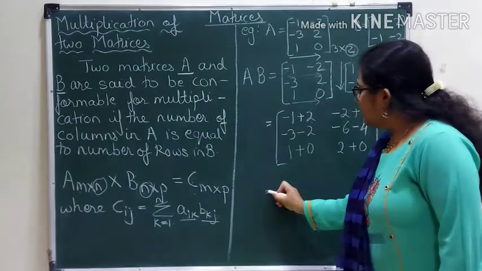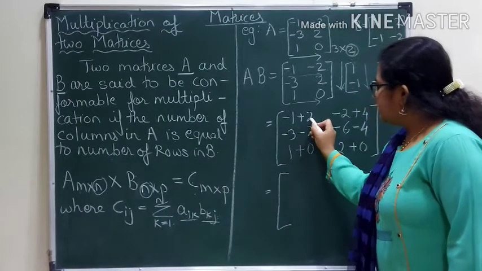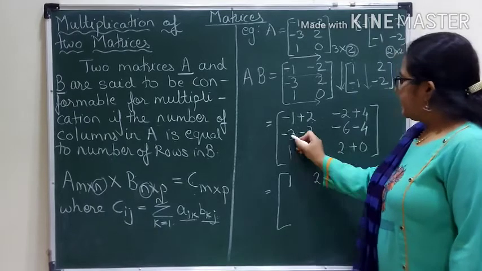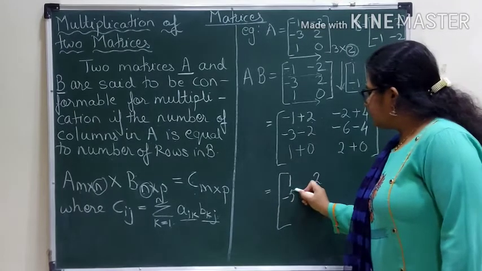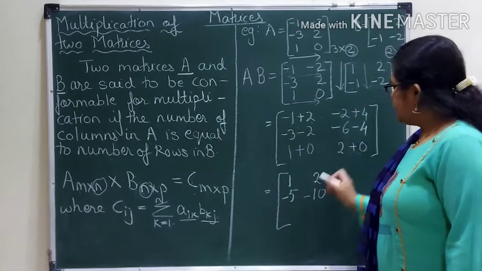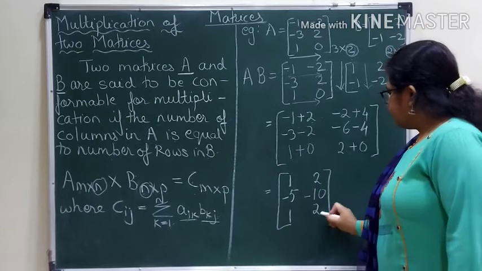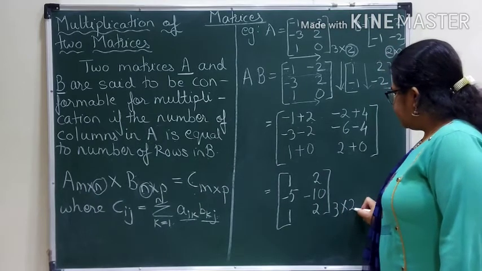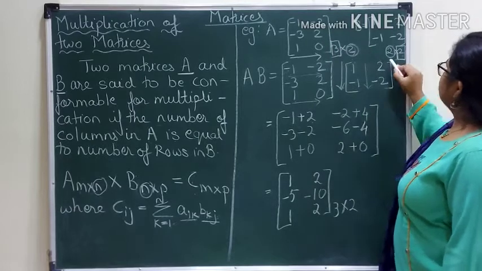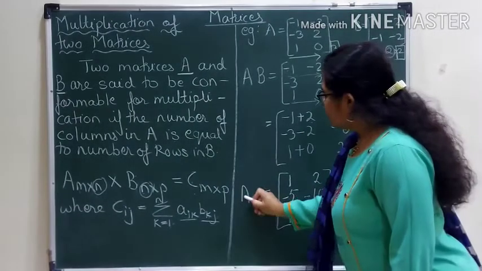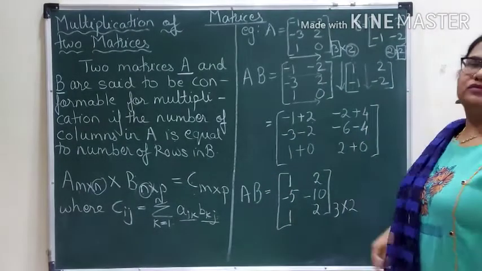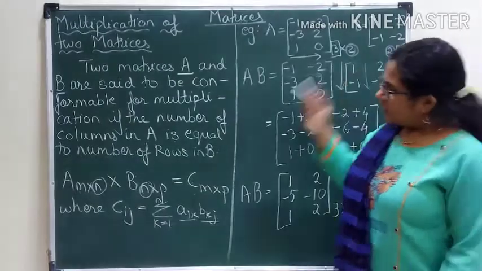So you see here you get this matrix: minus 2 plus 1, minus 2 plus 4 is 2, minus 3 minus 2 is minus 5, then minus 6 minus 4 is minus 10. What is the order of this matrix? 3 into 2. You can see this is 3 rows and this is 2 columns. So you get a new matrix whose order is number of rows of the first matrix into number of columns of the second matrix. Have you all understood this formula?